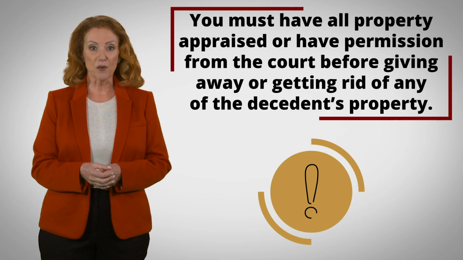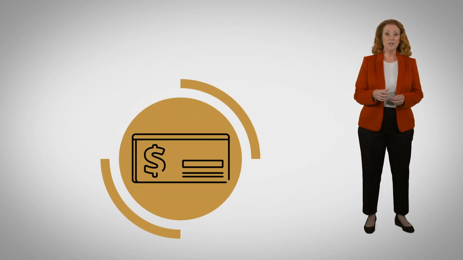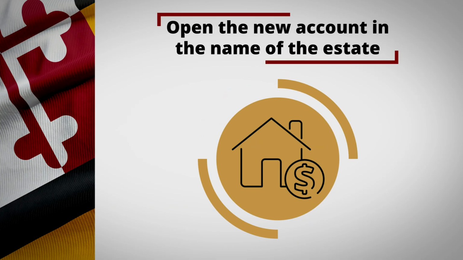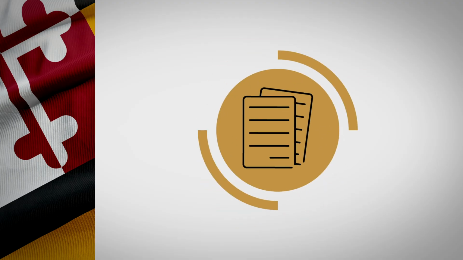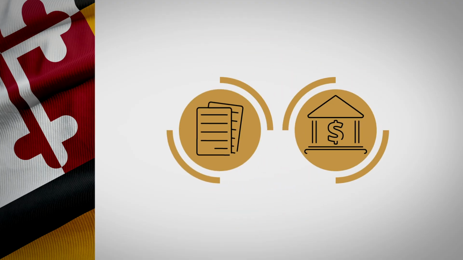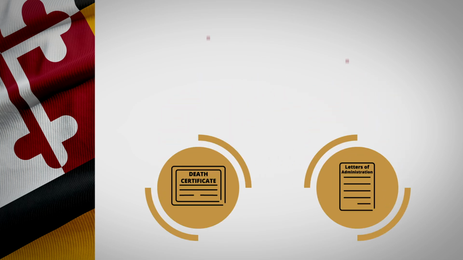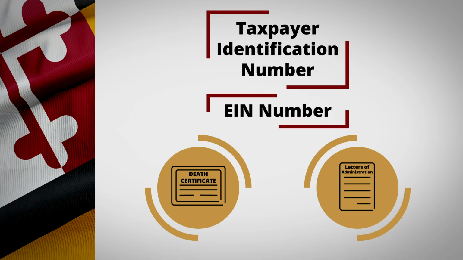Next, let's go over what to do with the decedent's bank accounts. You will need to close the decedent's bank accounts and transfer all funds into a new account. Open the new account in the name of the estate. The name of the account will be Estate of, followed by the decedent's name. You will need to bring certain documents with you to the bank. This may include the death certificate, letters of administration, and the taxpayer identification number. This is also known as an EIN number.